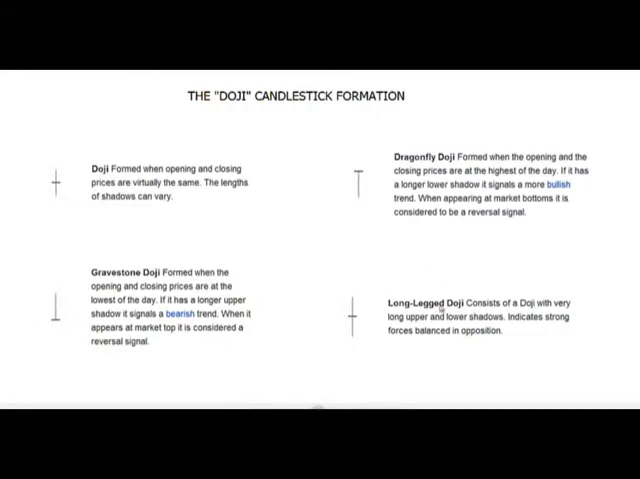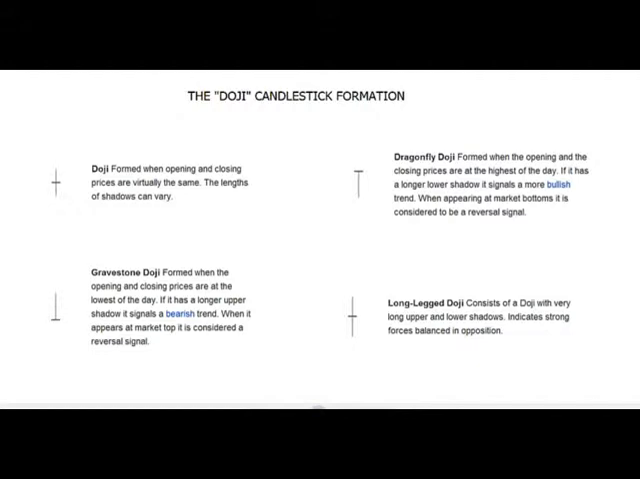Now the long-legged doji, which is basically a doji candle with fairly long wicks at the top and the bottom, indicates forces balanced in opposition. Basically, this is saying that the price has moved rapidly back and forth within this candle and closed at the exact same or near the same price that it opened. Depending on your style of trading, you may want to avoid the market when you see dojis of this nature, because they signify that the market hasn't really picked a direction just yet.